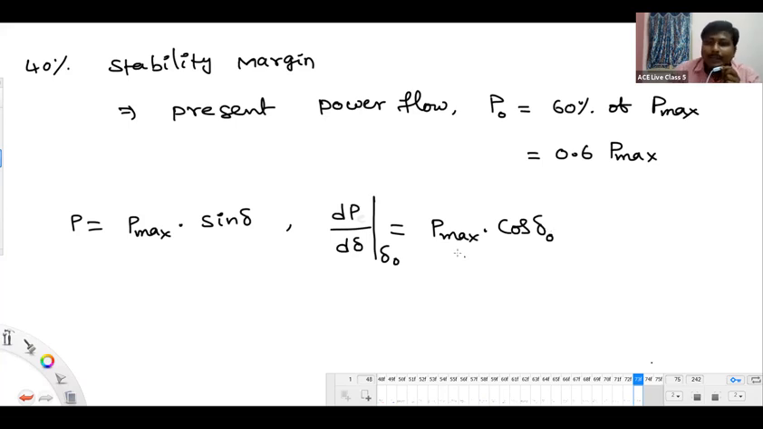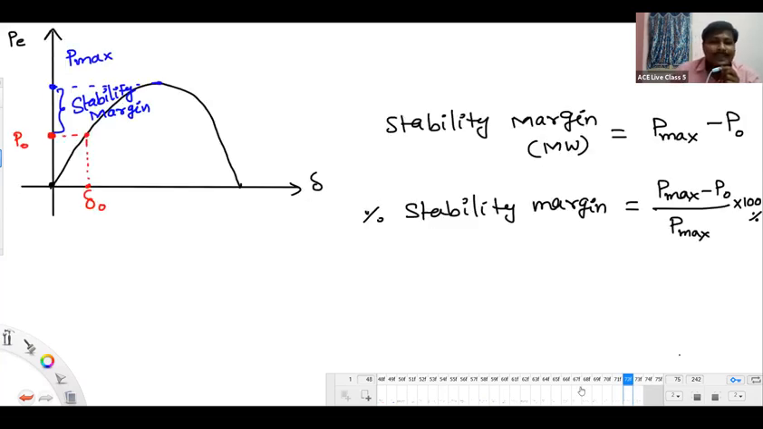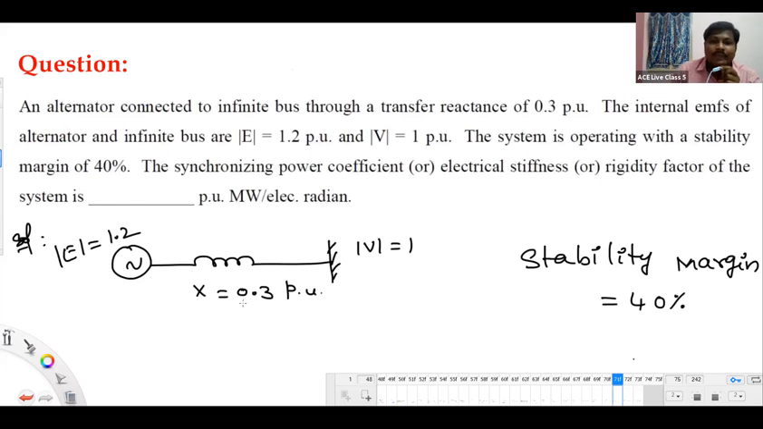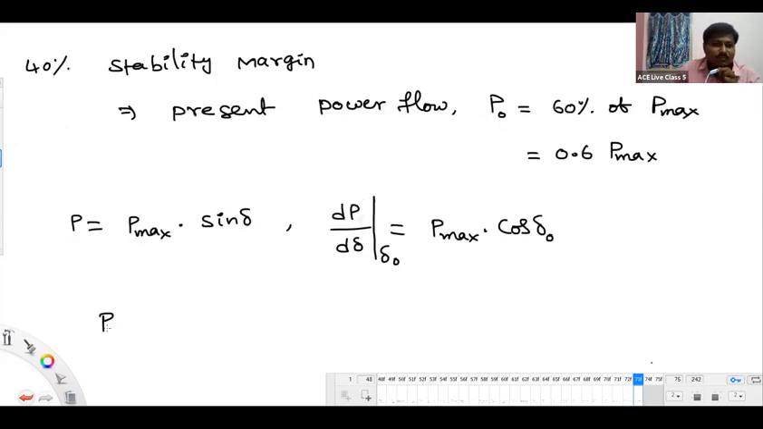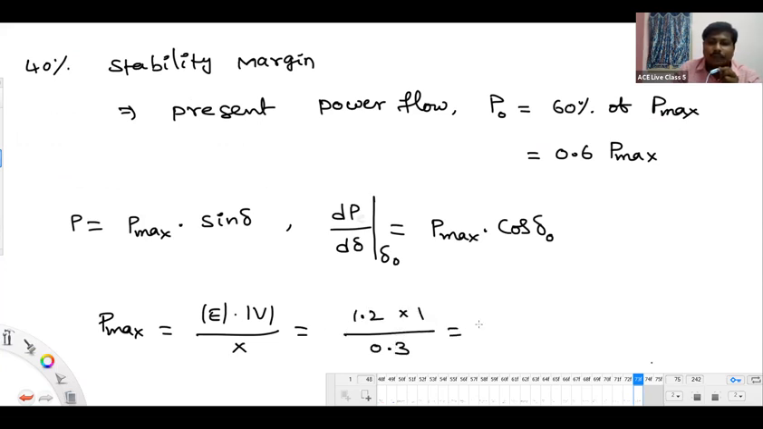And how can we get the P maximum value? Just look into the network, we can get P maximum simply: mod E into mod V by X. That will give P maximum. From the network, P max is mod E mod V by X. Mod E value 1, V value 1, X value 0.3. This number will become 4. P maximum value was 4.